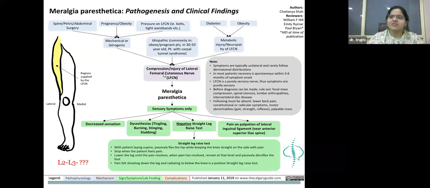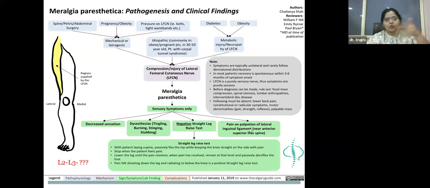Symptoms are decreased sensation. Second is dysesthesia. Dysesthesia is an abnormal sensation. The patient will complain that there is something abnormal feeling there. Then there will be tingling, burning, stinging, and stabbing pain. If you are performing a straight leg raise test, it will be negative. Pain on palpation of the lateral inguinal ligament, the same as we said.